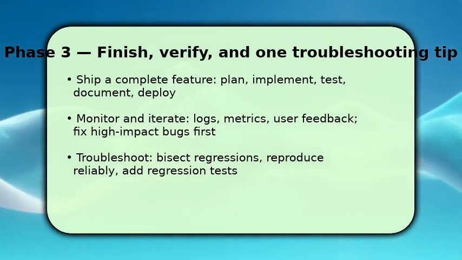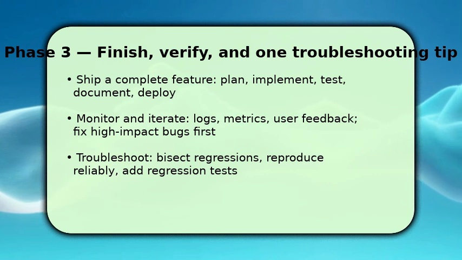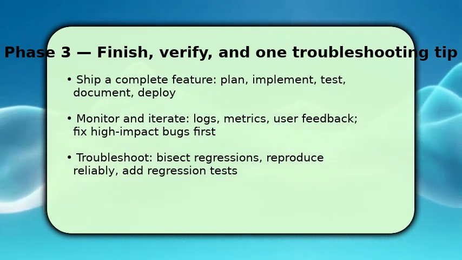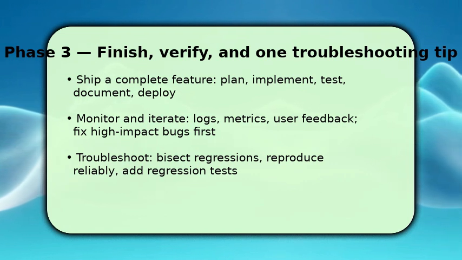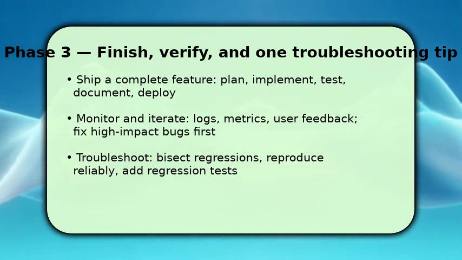If things go wrong, reproduce the issue, run a Git bisect if needed, and add a regression test. This sequence turns failures into lasting improvements and keeps your confidence growing.